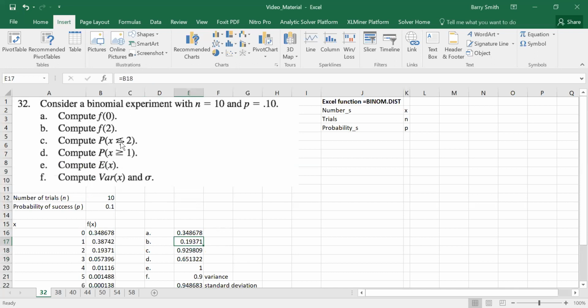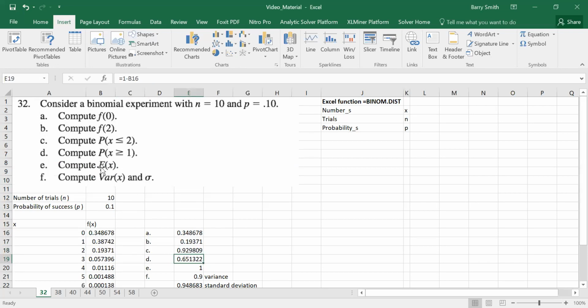Now, probability of x less than or equal to 2. That means we're going to have to add up all of them from 2 on down. So what I did was a sum, from B16 to B18. That gave me the sum of all those three. For probability of x greater than or equal to 1, it's going to be from this one all the way to the end. So I could take that sum, or you could take 1 minus the f of 0. That's what I did. I took 1 minus 0.348678, and that gives me 0.65132.